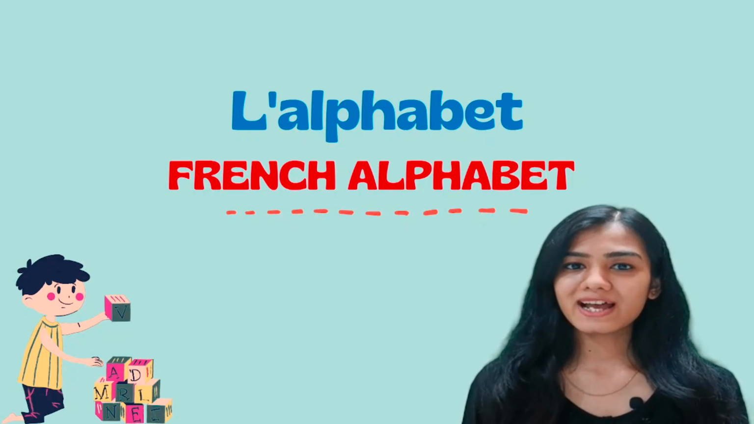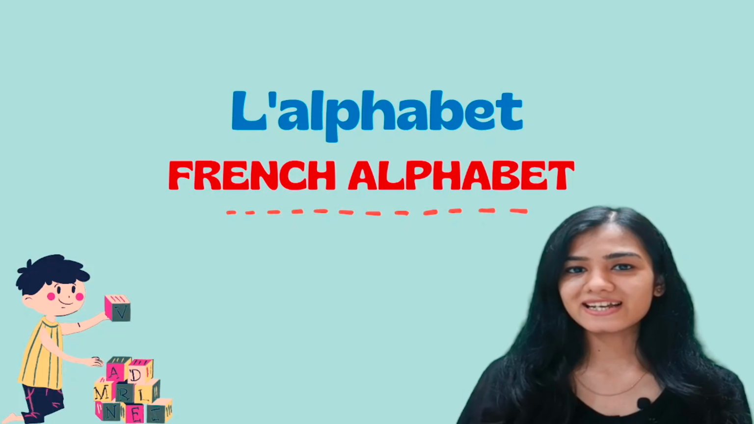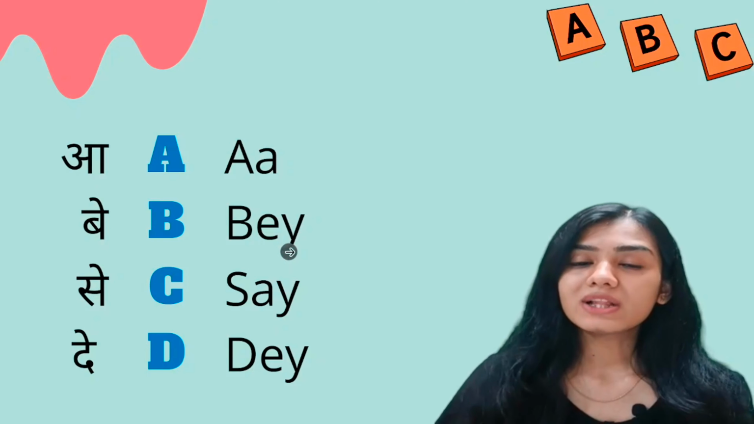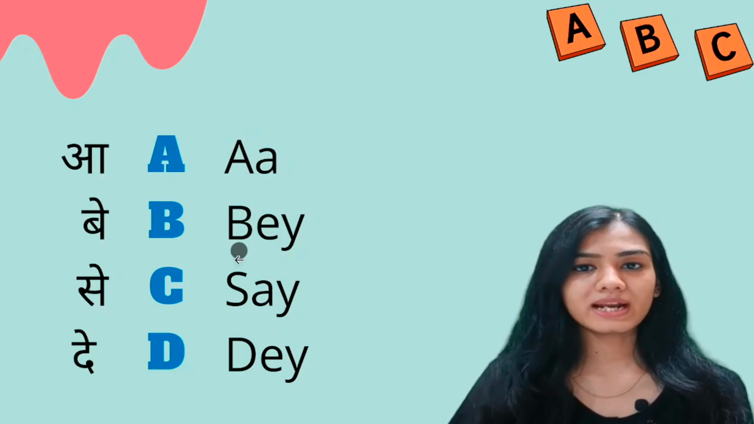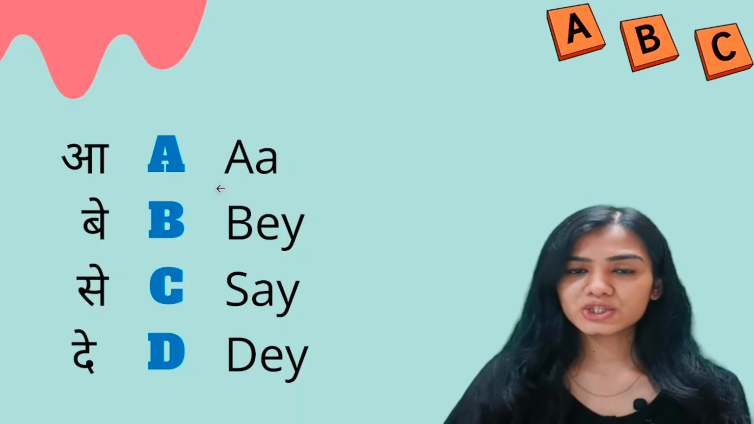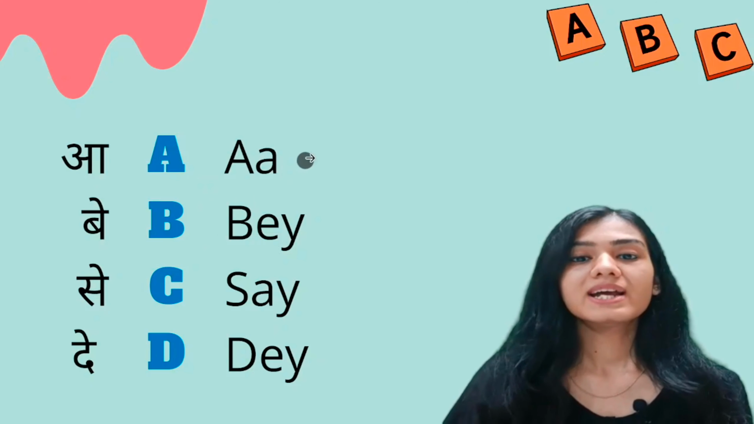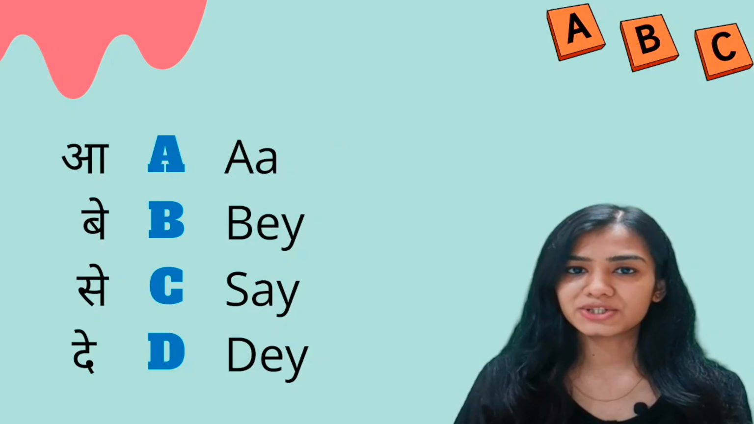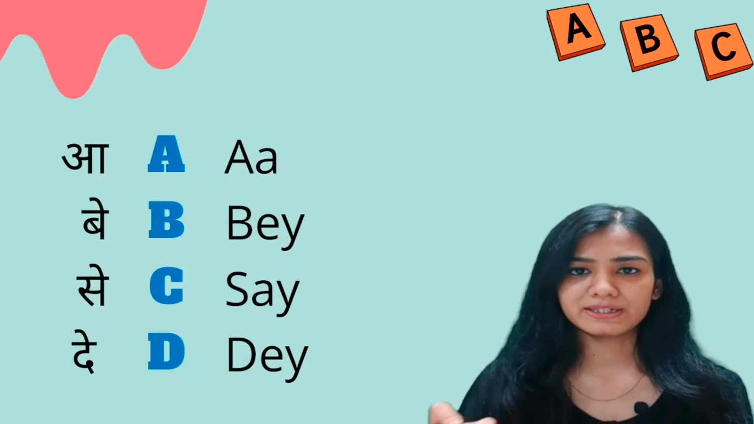In our today's class, we are going to see the pronunciation of the French alphabet. So let's get started. Alright, so the first thing: all the alphabet in French are written in just the same way how we write them in English. Like in English, we write A, B, C, D. In French also, we are going to write them in the same way. The only difference that's going to be there is in case of the pronunciation. So let's pay attention over how we are going to pronounce each alphabet.